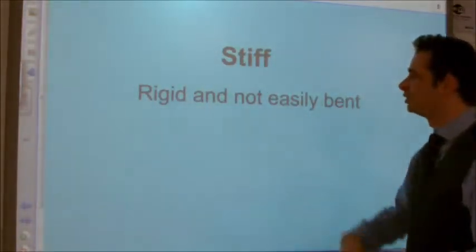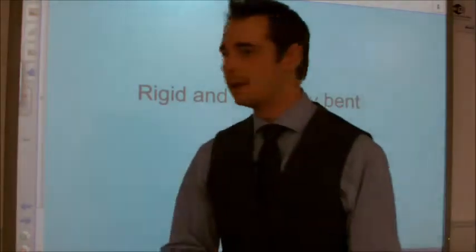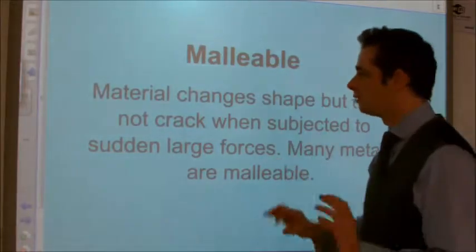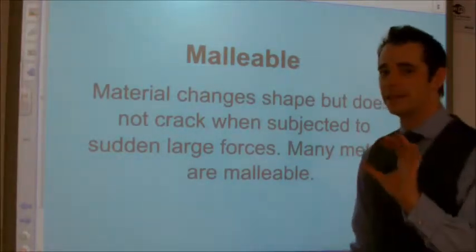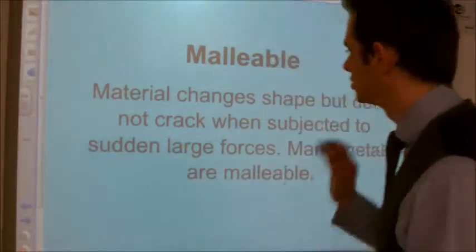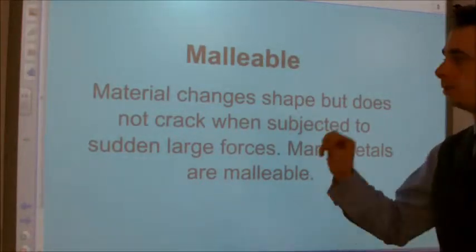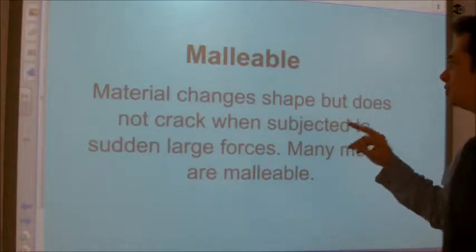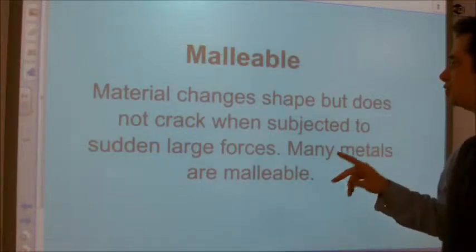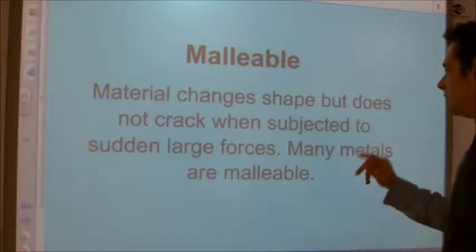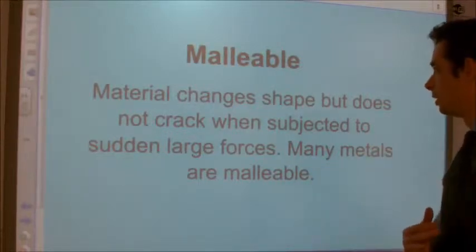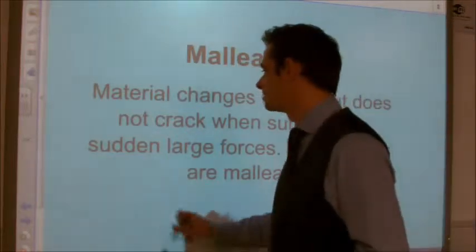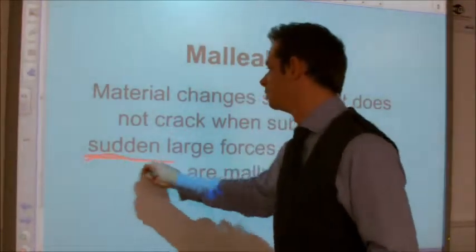Stiff materials, so stiff materials are rigid, they're not easy to bend. Hopefully that's pretty straightforward. And malleable, now malleable and ductile were the last two. These are ones that we have to be really careful about, because there's a subtle difference between the two. So malleable materials change shape but do not crack when subject to sudden large forces. Many metals are malleable. The key one here is that it's a sudden force.